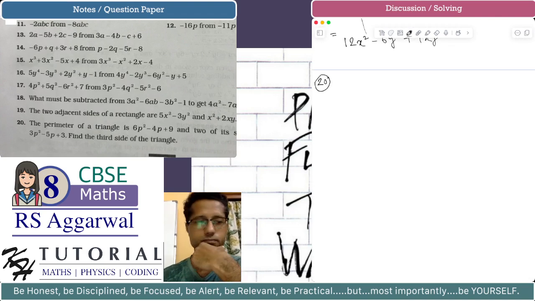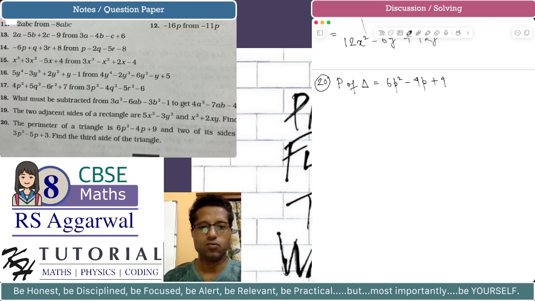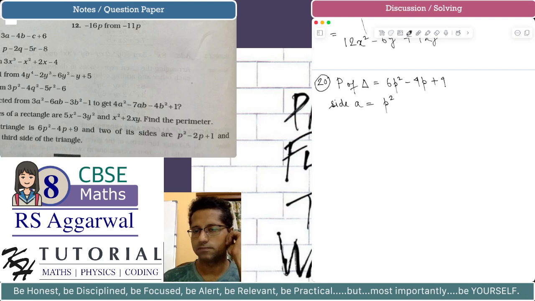Problem number 20. The perimeter of a triangle is given to be 6p square minus 4p plus 9. And two of its sides are, let's say, side A. The sides are given in terms of algebraic expressions, and also the perimeter. So the perimeter is given in terms of an algebraic expression which is 6p square minus 4p plus 9, and two other sides are given which are also in terms of algebraic expressions.